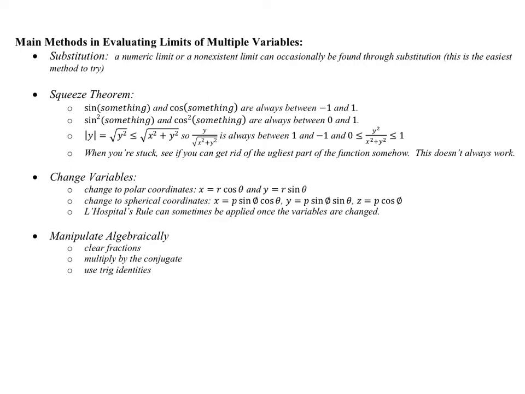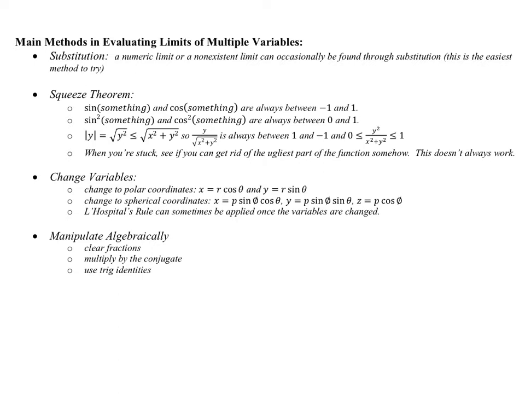Number one, if we have trigonometry, we have to remember that both cosine and sine are going to be between -1 and 1 by definition. And if you were to square them, then obviously it's going to be positive, so between 0 and 1. We'll utilize that a number of times with the squeeze theorem.